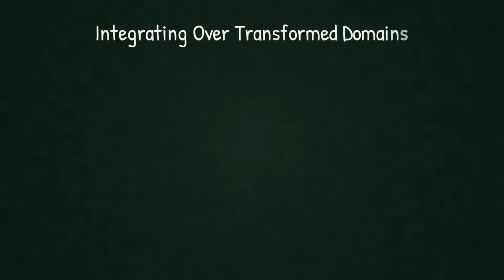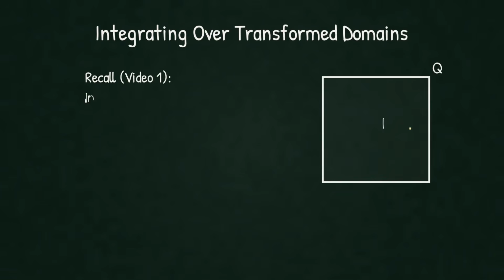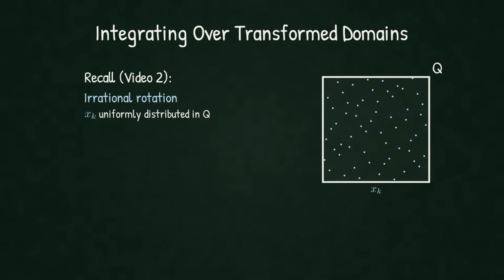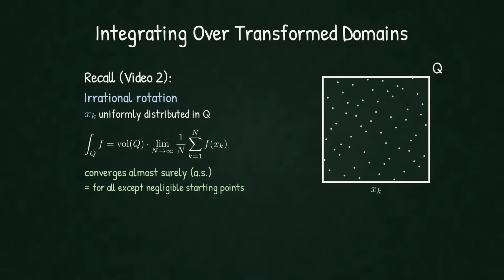Let's connect what we've learned. Recall from video 1, the indicator trick. The integral over D equals the integral over a surrounding box Q of f times the indicator of D. Any bounded domain D fits inside some box Q, so bounded integrals are well defined. And from video 2, irrational rotation gives us a uniformly distributed sequence for any box Q. The limit of the averages converges for all starting points except a negligible set.